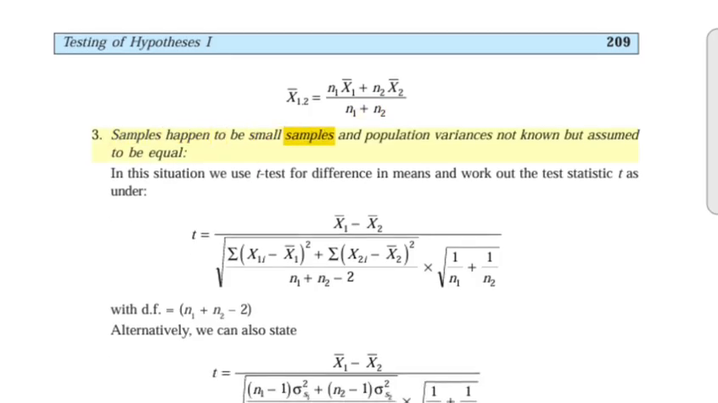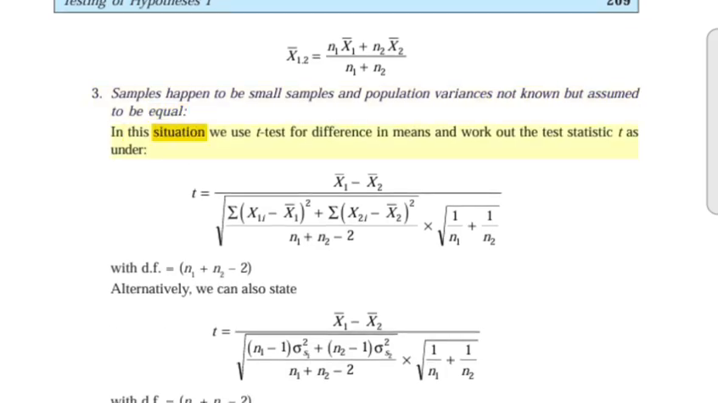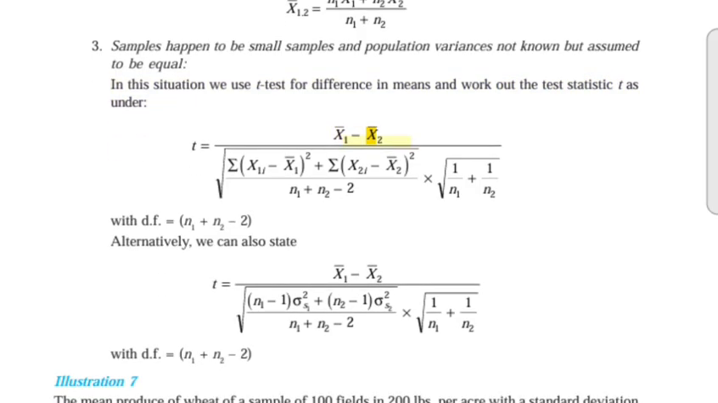Samples happen to be small samples and population variances not known but assumed to be equal. In this situation we use t-test for difference in means and work out the test statistic t as under, with degrees of freedom equal to n1 plus n2 minus 2.